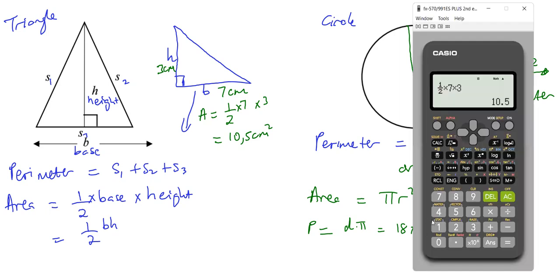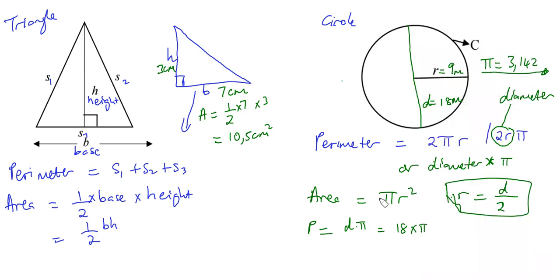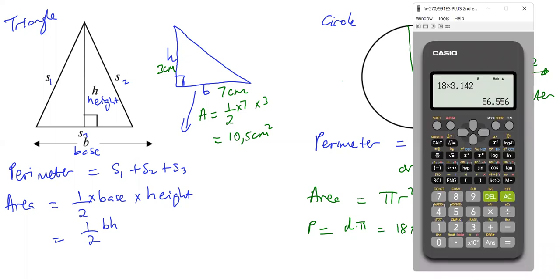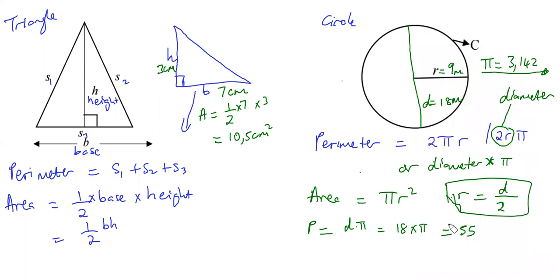So let's use that. Let's say 18 times 3,142. What do we get here? We're going to get 56,56 if you round off. It's 56,56 meters. Okay, so it's going to be meters.